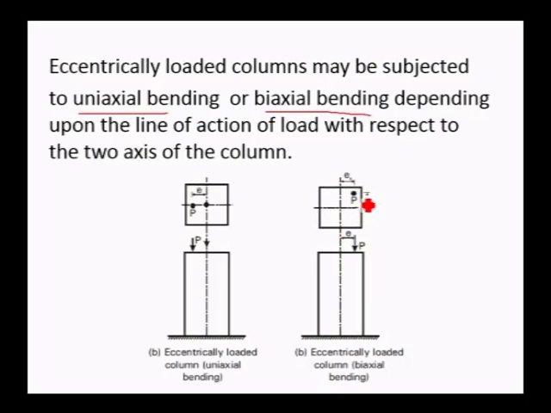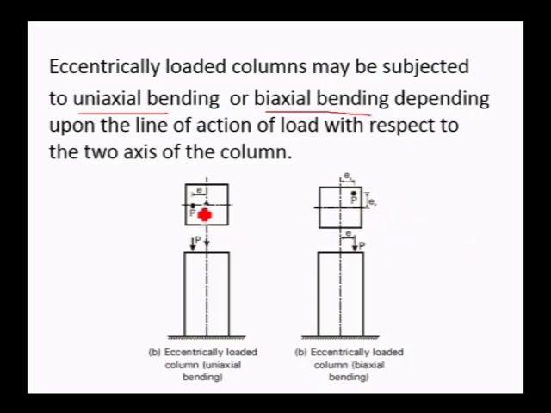It is away from the Ey and Ex. Ex is the horizontal eccentricity and Ey is the vertical eccentricity. This type of situation where load acts away from both the centroidal axis is called biaxial bending. Here we have to take the moment in both the directions.